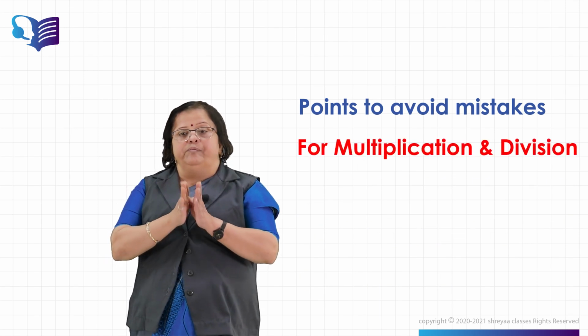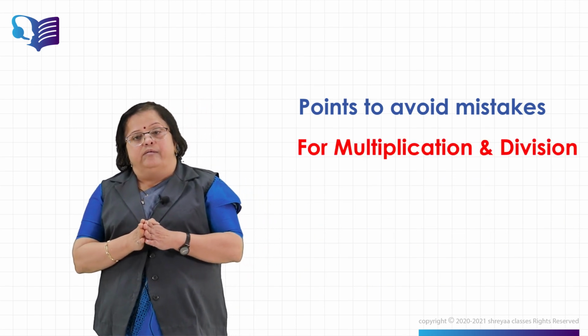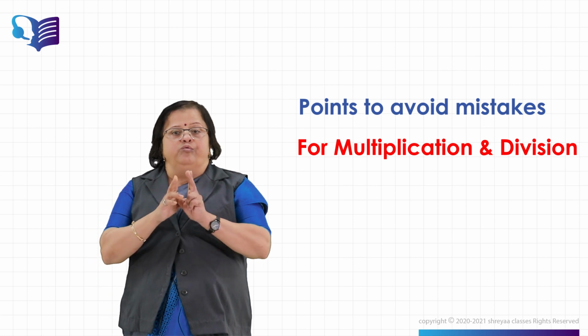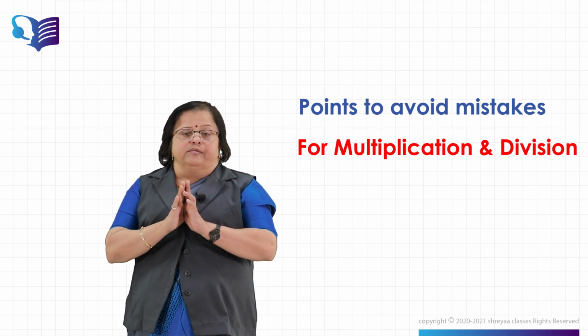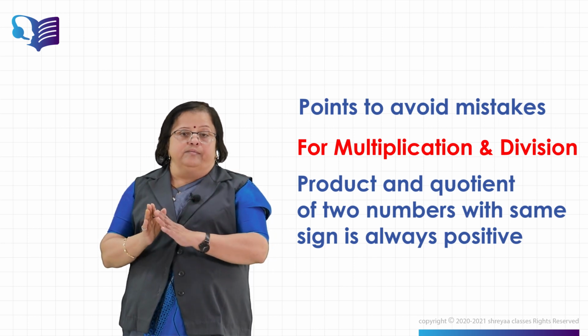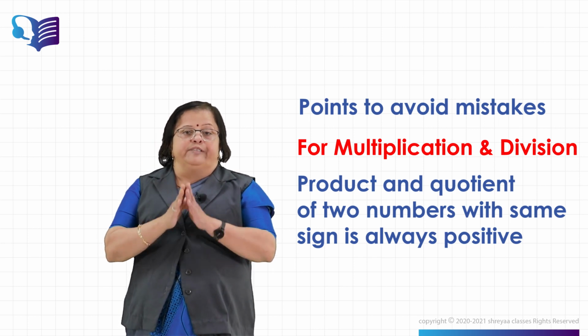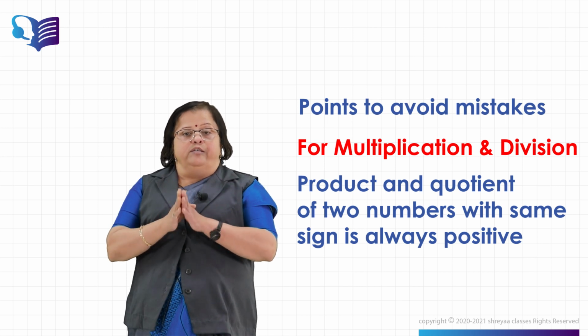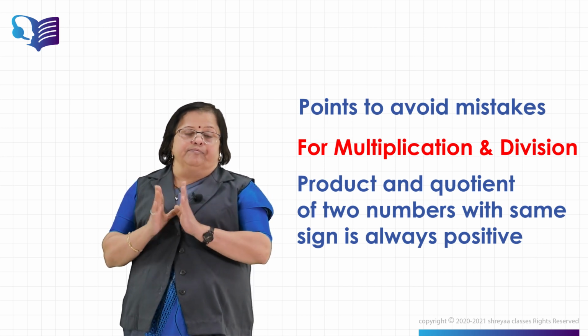Now what about multiplication and division? Multiplication and division have two different rules. It's very simple. Product or quotient of two numbers with the same sign is always positive.